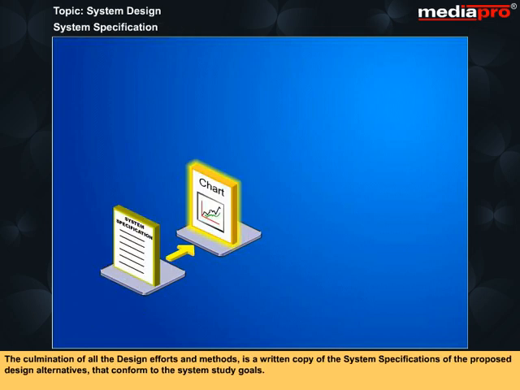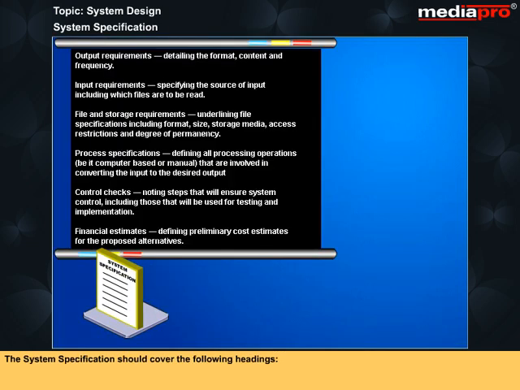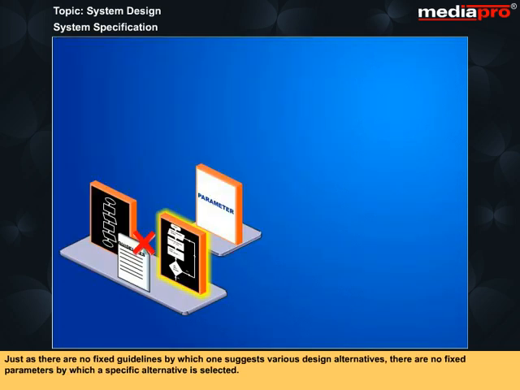The culmination of all the design efforts and methods is a written copy of the system specifications of the proposed design alternatives that conform to the system study goals. The system specification should cover the following headings. Just as there are no fixed guidelines by which one suggests various design alternatives, there are no fixed parameters by which a specific alternative is selected.